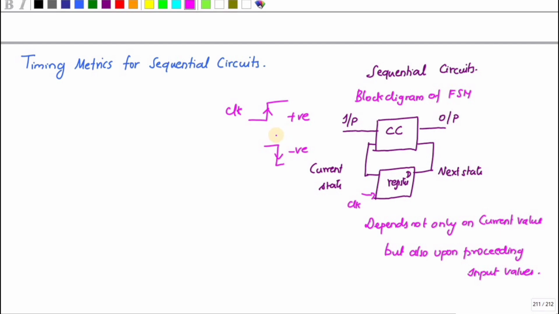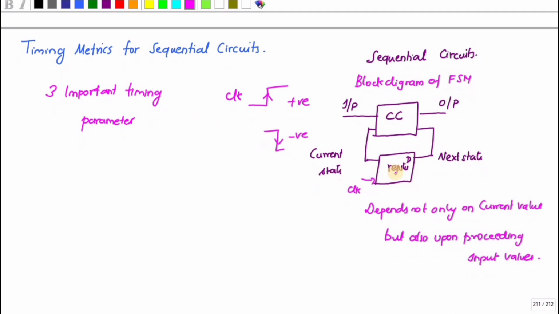Now we are going to discuss the timing metrics for these sequential circuits. There are three important timing parameters associated with this register. The first one is setup time.